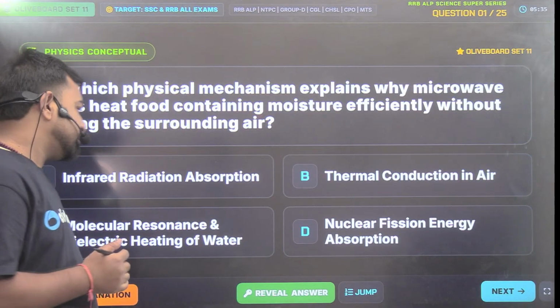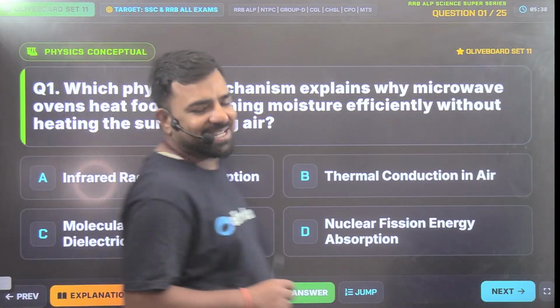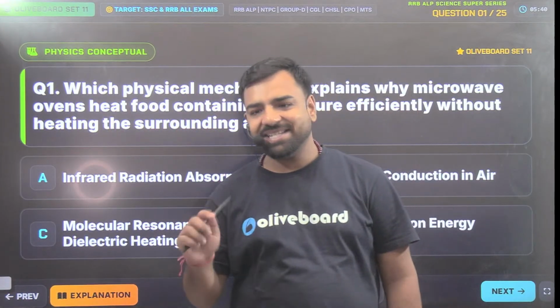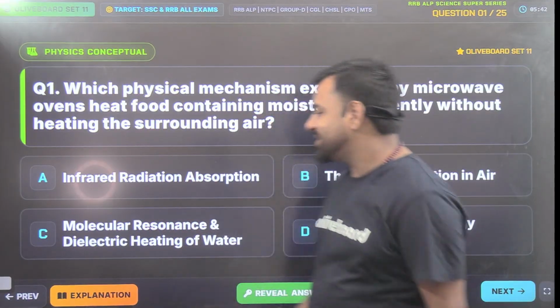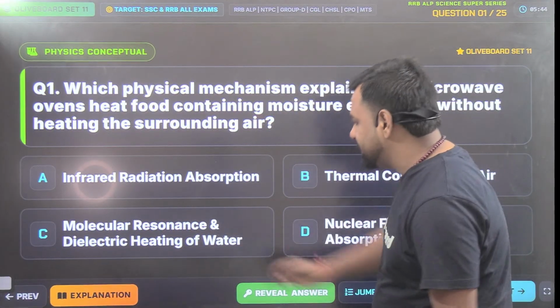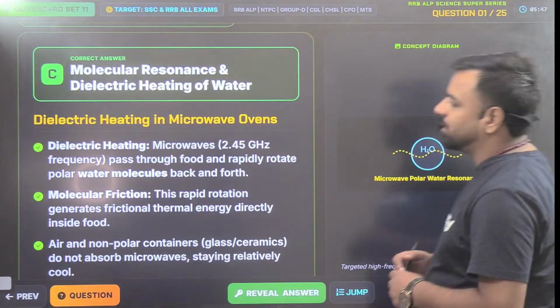So Utkarsh is saying C may be the answer. Okay, it's C, 100%. You are correct. So C is the correct answer. So yes, option C is the perfect answer. Let me explain it to you in detail.